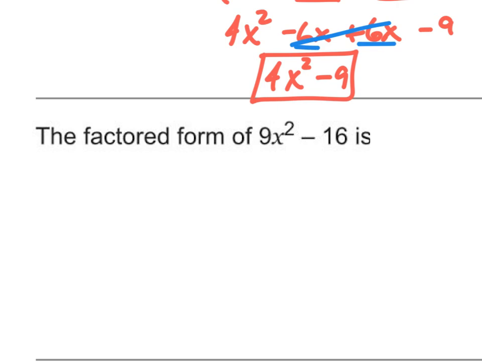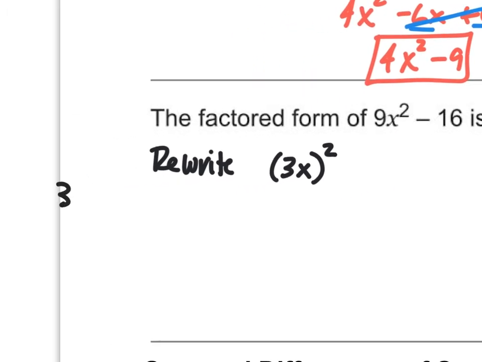What I notice about this form is that you have 9x squared minus 16. If I were to rewrite this, it looks to me like a difference of squares. I take 9x squared, and I can rewrite that as (3x) quantity squared. The reason is that if I take 3x times 3x, I get 3 times 3, which is 9, and then x squared, okay? So notice that 9 is a perfect square. And then minus 16, I can rewrite that as minus the quantity 4 squared, okay?